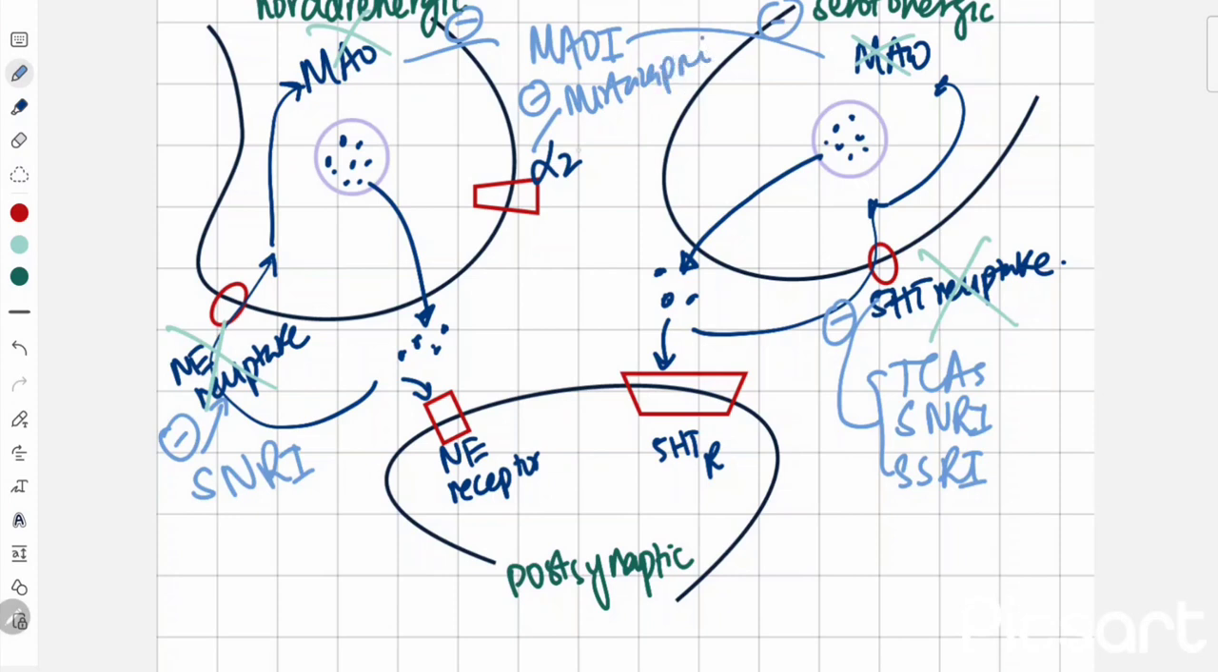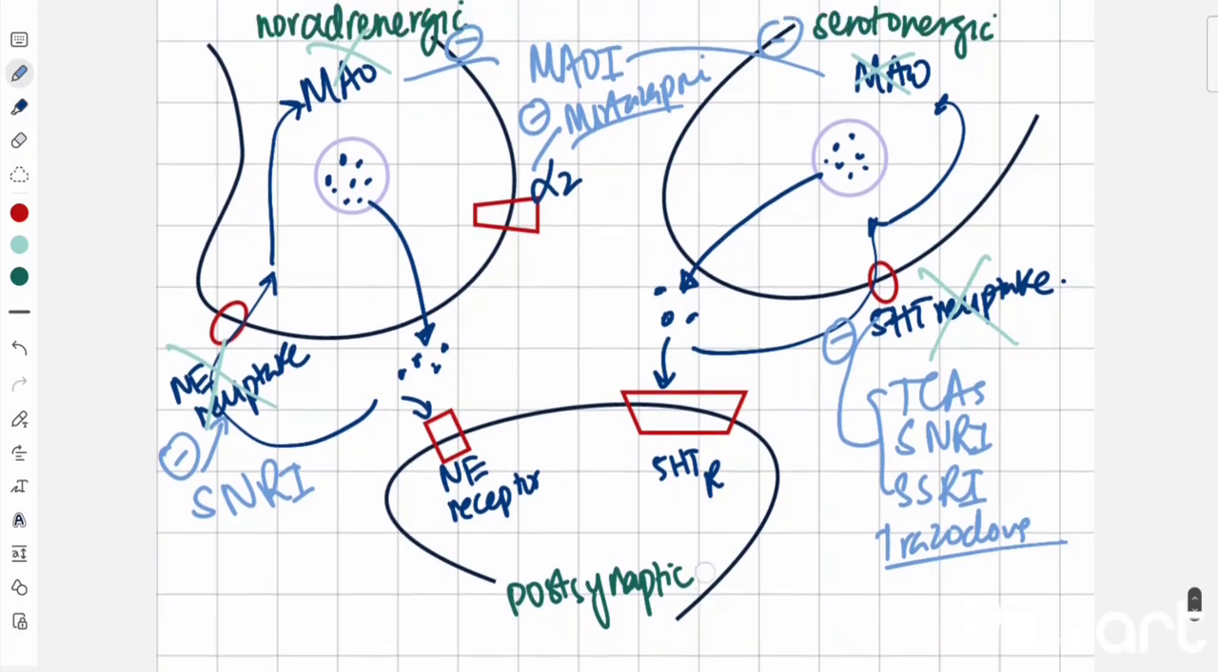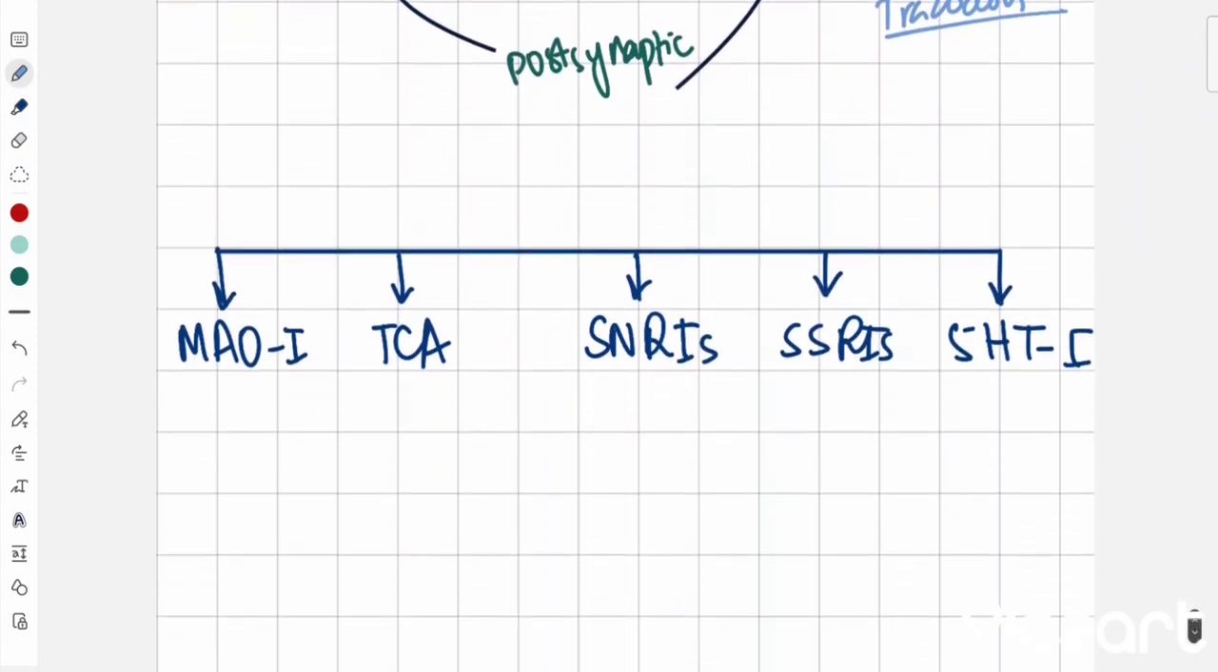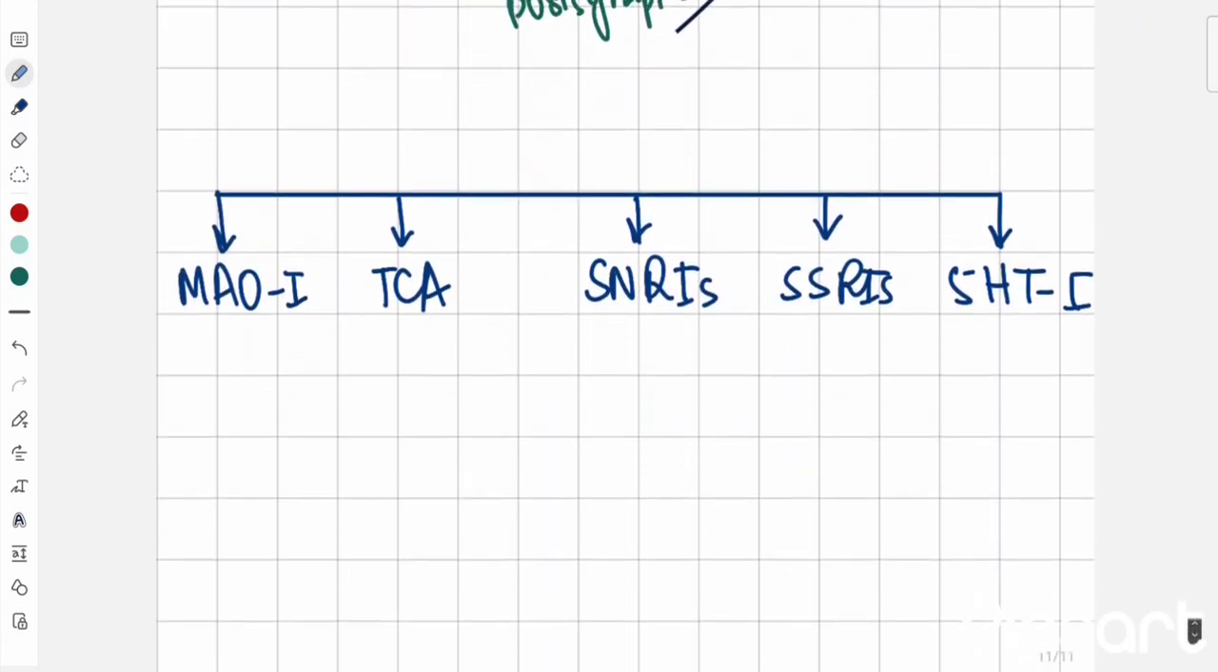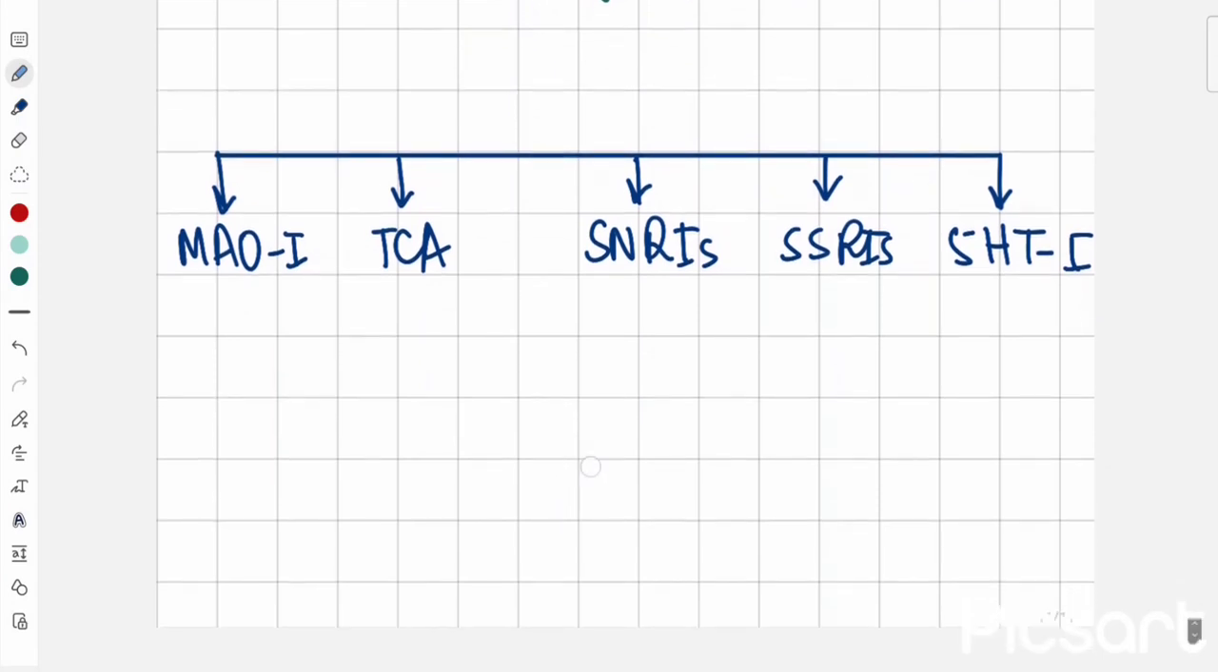Mirtazapine is going to inhibit alpha 2. And also here we have trazodone. These are trazodone and mirtazapine, they are actually atypical antidepressants. Okay, so now you know this. Let's look at the classes. So these are the typical classes, and then we're going to do the atypical drugs.